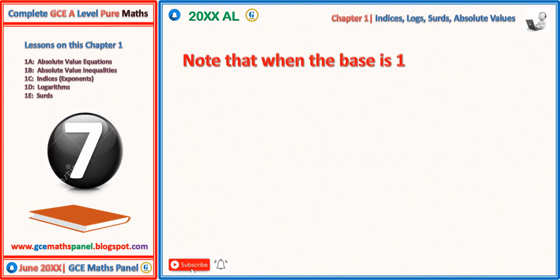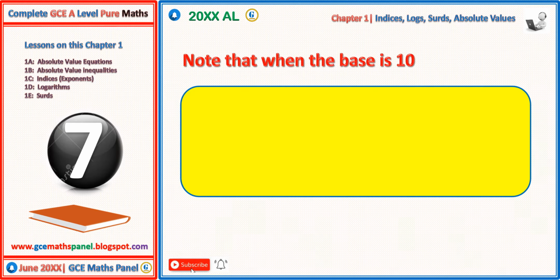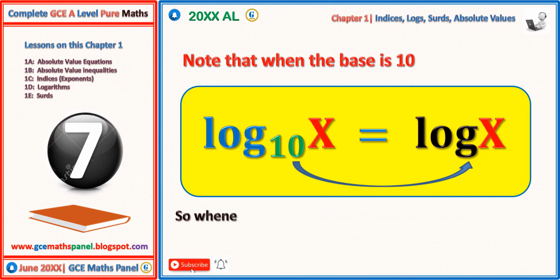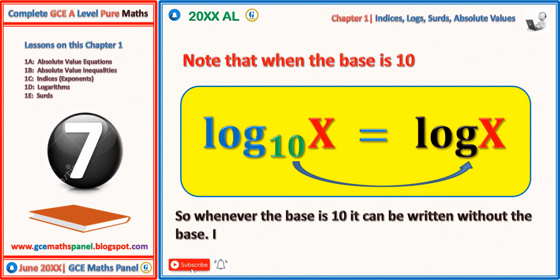Note equally that when the base is 10, then we can leave out the base completely. So if a log is written without the base, then it means that the base is 10. As long as you see log, know that the base is 10 if the base is not there. So whenever the base is 10, it can be written without the base. If the base is not 10, it must be written.